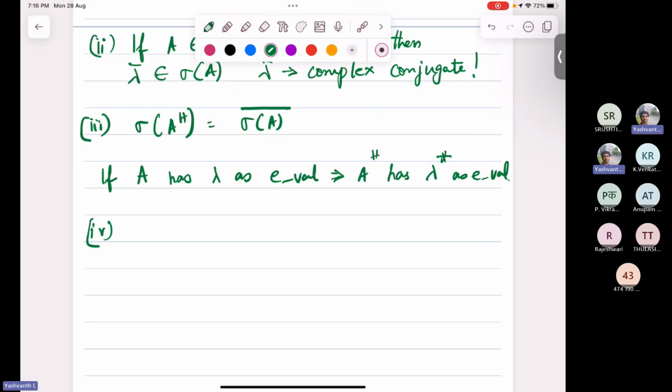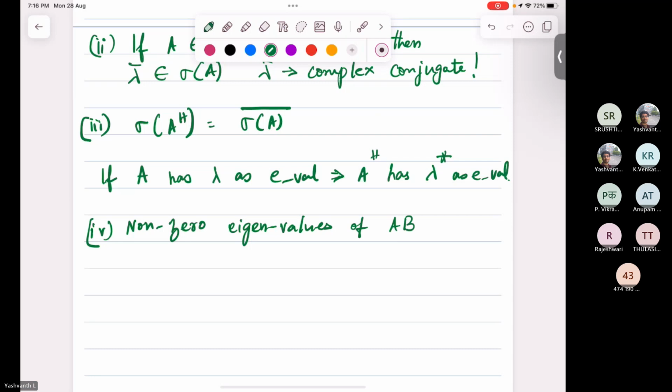Next property: the non-zero eigenvalues of AB and BA are the same, counting multiplicities.